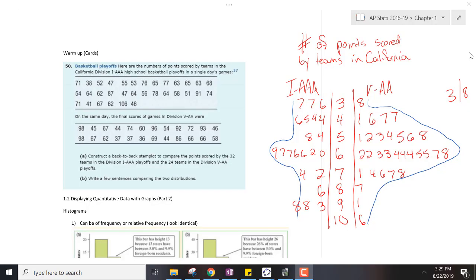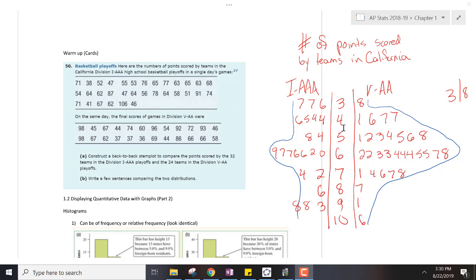We will finish up 1.2, displaying quantitative data with graphs. First, we have our warm-up here. There are a number of points scored by the teams in the California Division IAAA High School Basketball Playoffs. On the same day, the final scores of games in Division VAA were as such. Construct a back-to-back stem plot to compare the points scored by them.